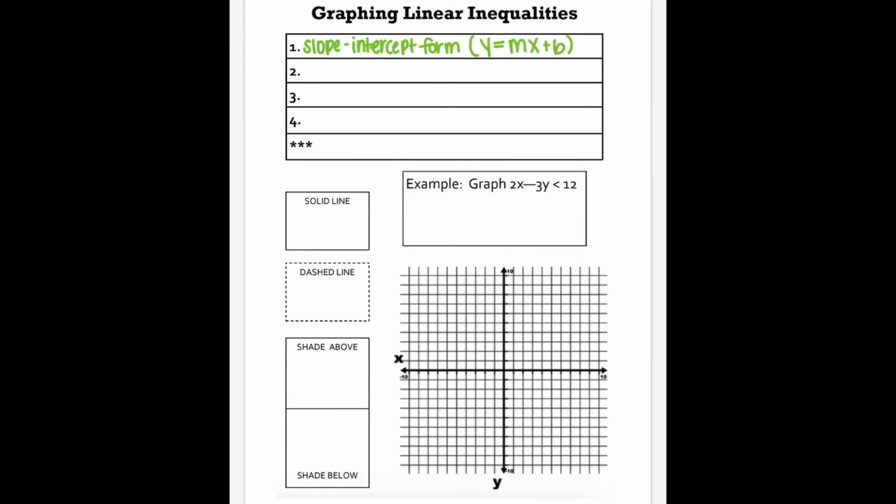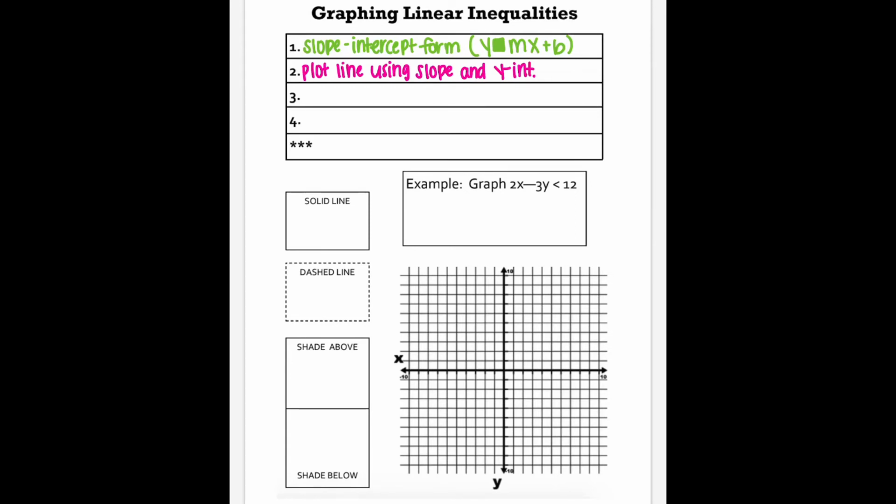The only difference is instead of having an equal sign, we're going to have an inequality sign. So I'm going to put a box here just to represent that that's not going to be an equal sign all the time. Then the next part is, once you have y equals mx plus b, use your slope and your y-intercept to plot the line on the coordinate plane. So that's all stuff that we've done before with graphing lines.